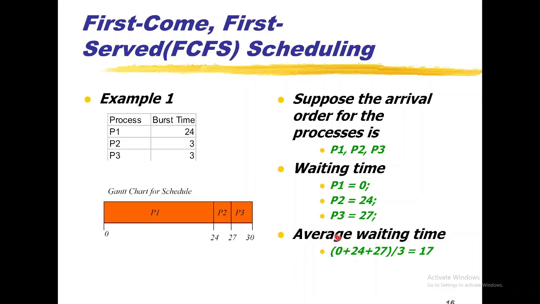So with that calculation, you have an average waiting time of 0 plus 24 plus 27 divided by 3, and that gives us 17. So our average waiting time using first come, first serve for this set of processes is 17 milliseconds.